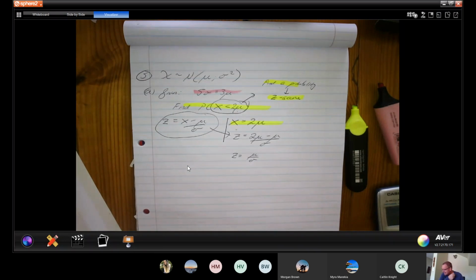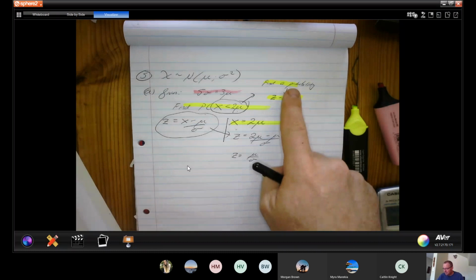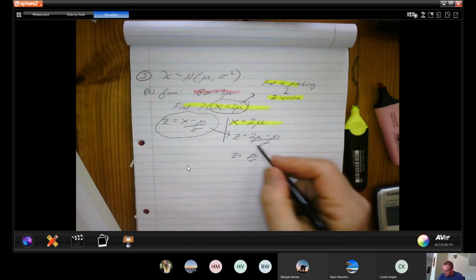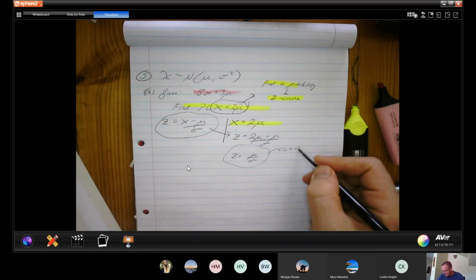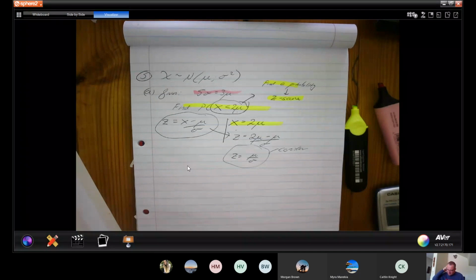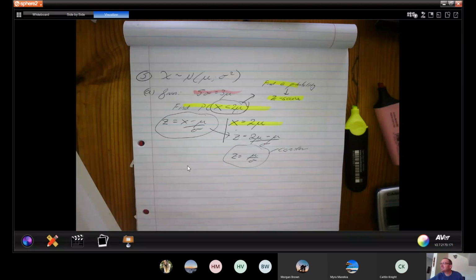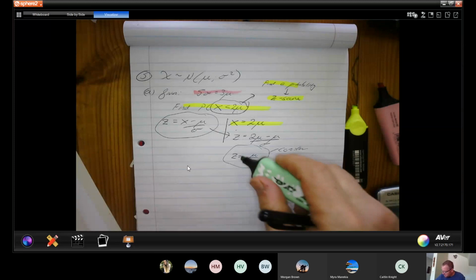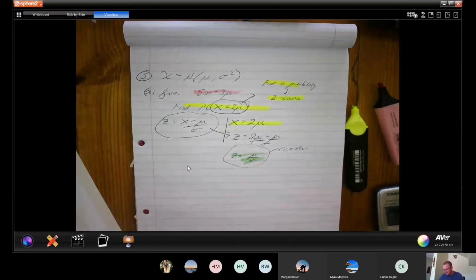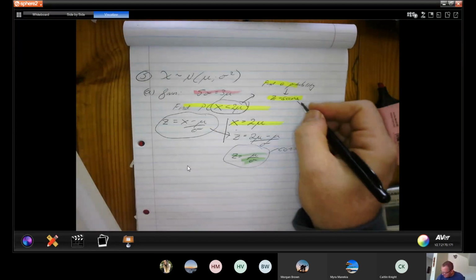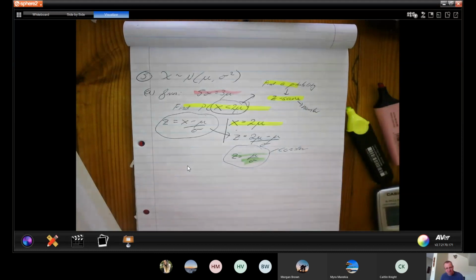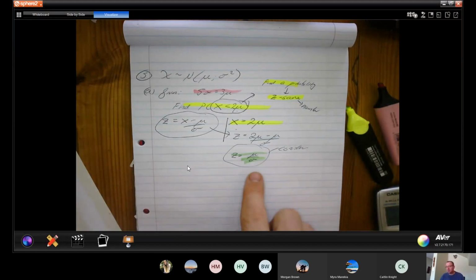But now, in order to figure out a probability, my Z score has to be a constant, right? So how can I possibly turn my Z score into a constant? Any suggestions, anyone? Not just poor Myra. Feel free to shout out. At the moment I've got Z is equal to mu over sigma. I need Z to be just a number, a constant.